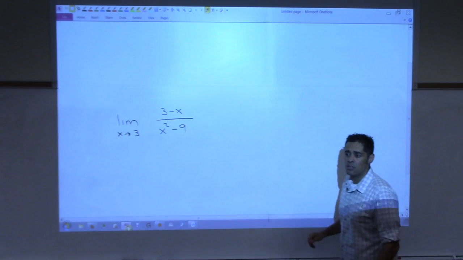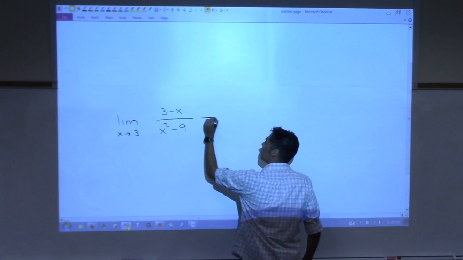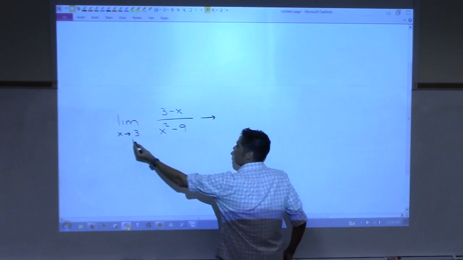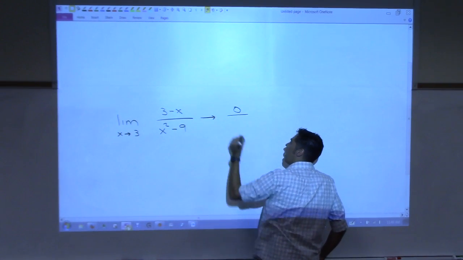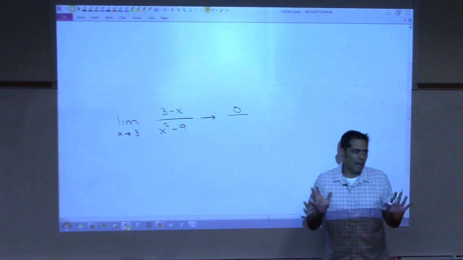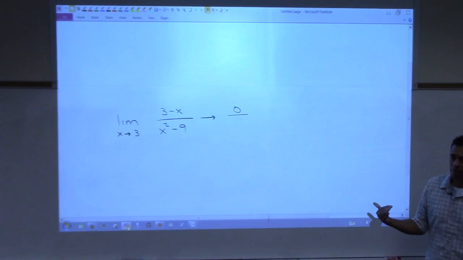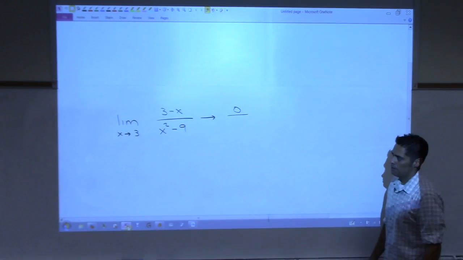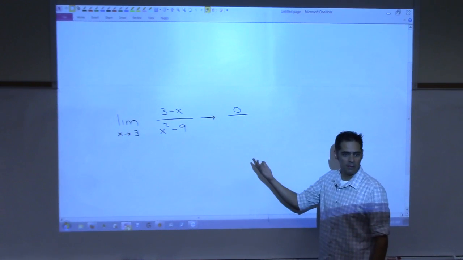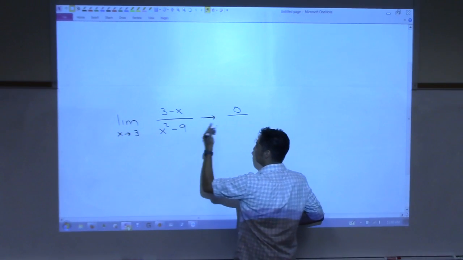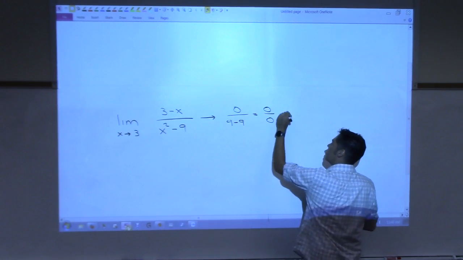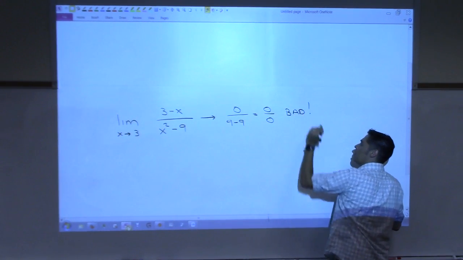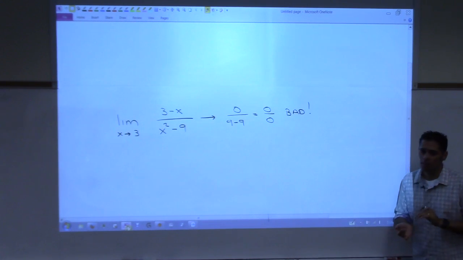First thing I want to do is just try direct substitution and see what happens. Let x become 3. 3 minus 3 on top gives me 0. At that point in time, I don't know if that's bad or not. Okay? I still need to figure out what's happening on the bottom. But 3 squared minus 9, right? 3 squared is 9. And 9 minus 9 is 0. So we get 0 over 0. This is bad.